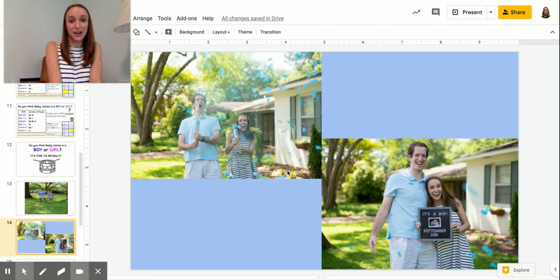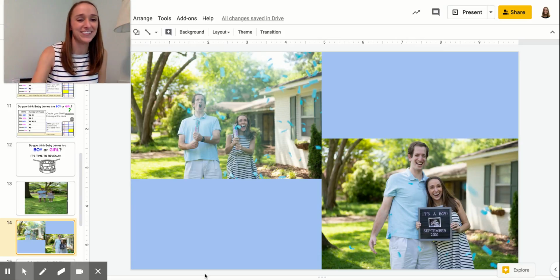So all of our family got to be with us and watching, even though they couldn't be with us in person. I love Mr. James's face right here. He looks super excited and very surprised. And we are very excited that we are having a boy. Raise your hand if you guessed boy. Whoop, whoop. Good job. I love it.